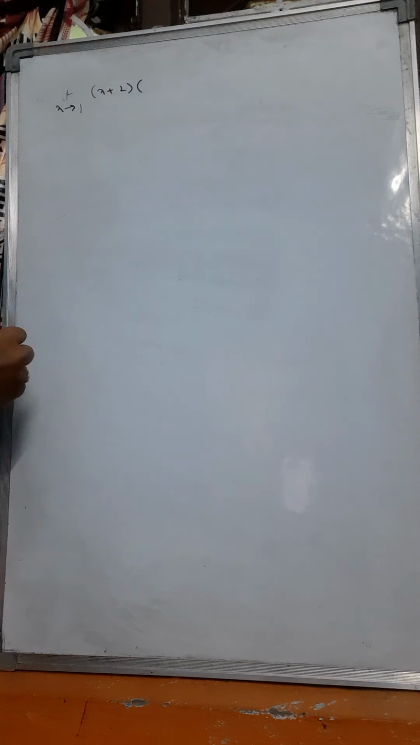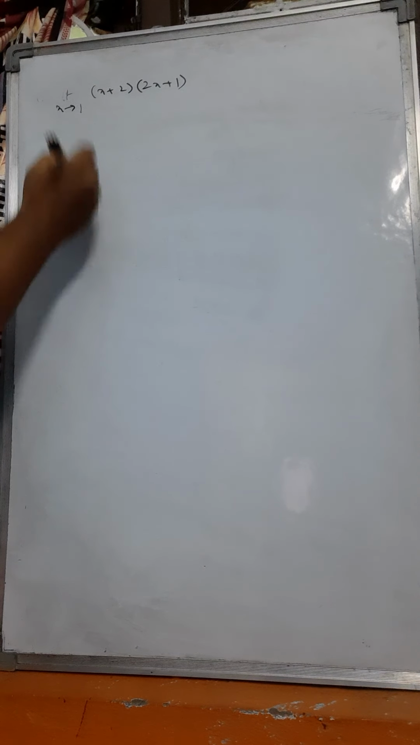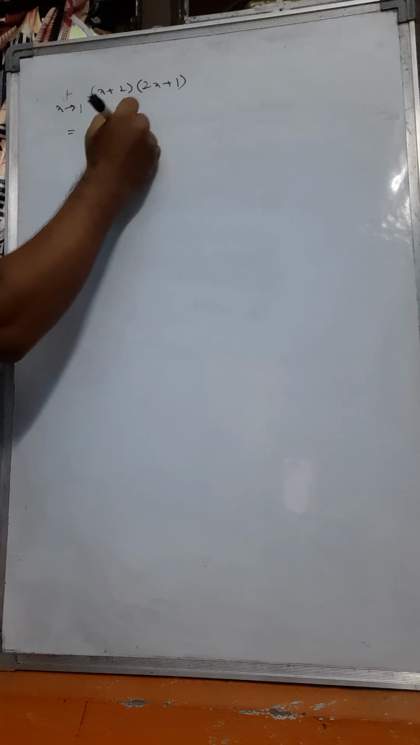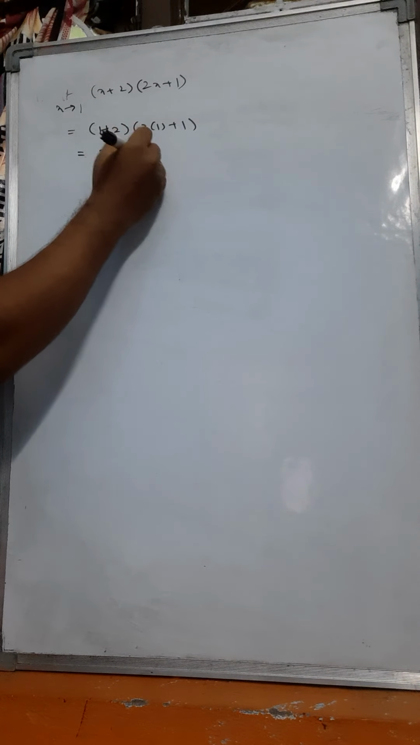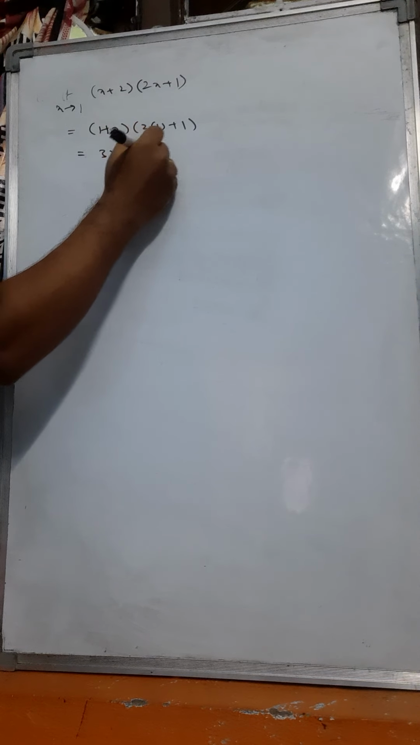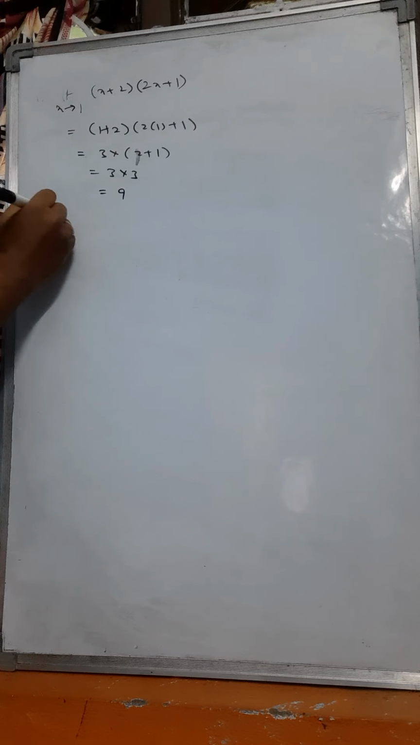Today we are going to discuss limits. The first problem: limit x tends to 1, (x plus 2) into (2x plus 1). We can substitute 1: (1 plus 2) into (2 into 1 plus 1). So that is 3 into (2 plus 1), that is 3 into 3, which is equal to 9.